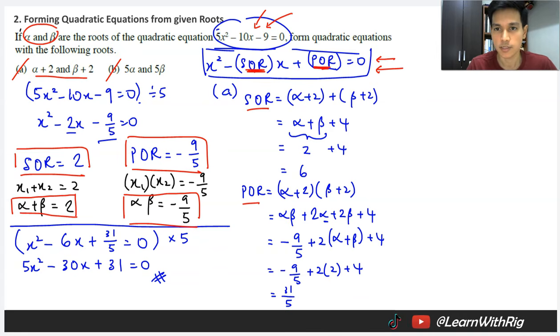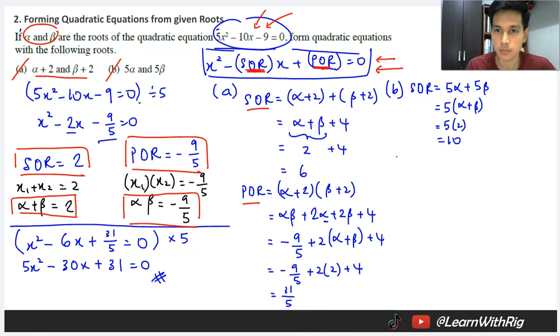Alright, so I hope you understand this now. Let's solve B. Same thing, start with SOR. SOR is 5 alpha plus 5 beta. So you can factorize, you get 5 times alpha plus beta. So what is alpha plus beta? It is 2. So 5 times 2, the answer is 10.